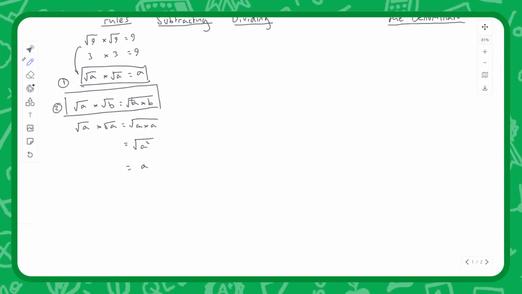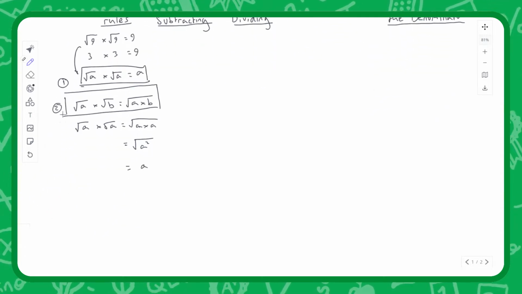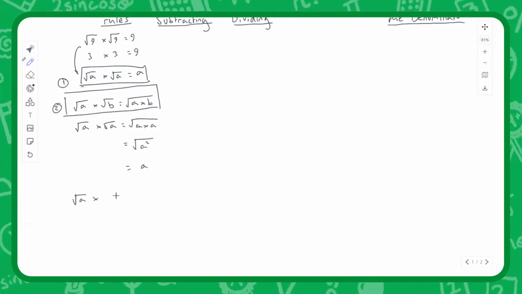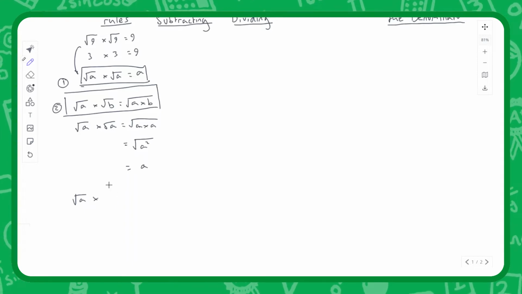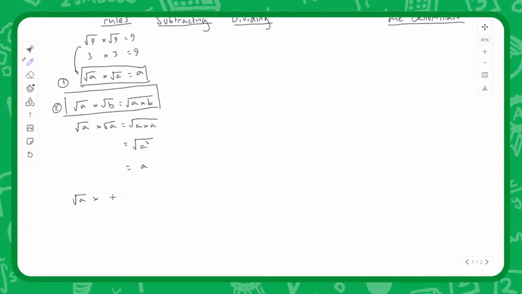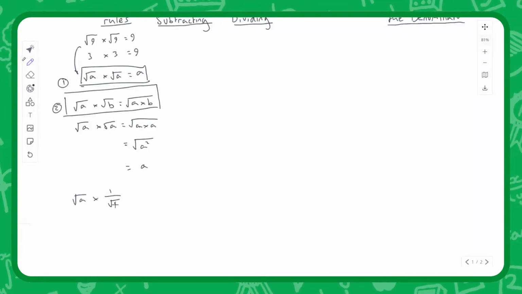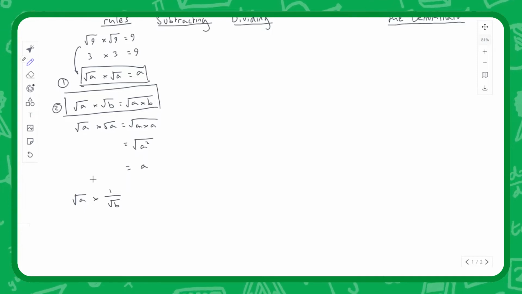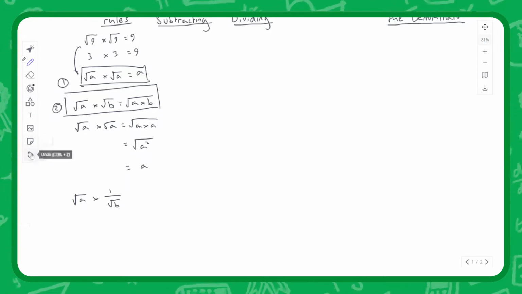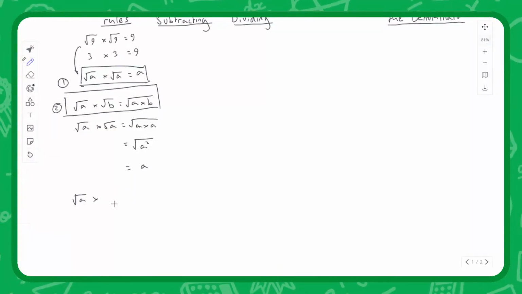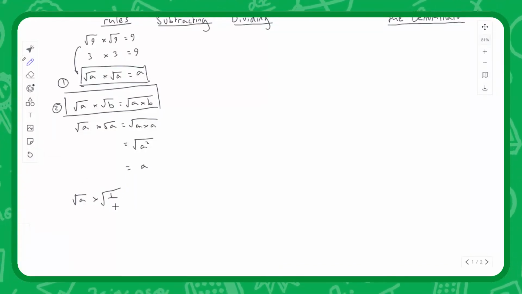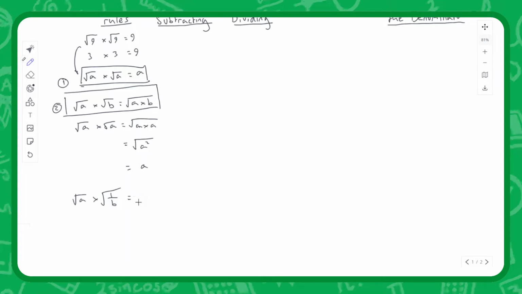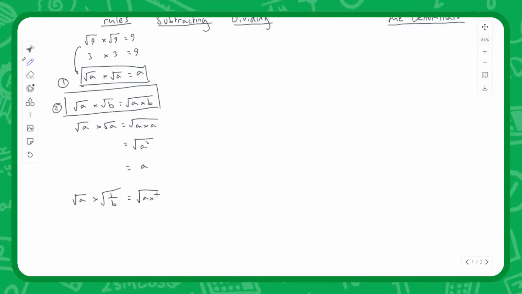Our third rule is, again, not too dissimilar to the second rule. If we say, rather than root a times root b, I say this is root a times 1 over root b. Well, if I use this power rule, I'm actually going to say this is the square root of 1 over b. If I use this above power rule, I know this is going to give me the square root of a times 1 over b.